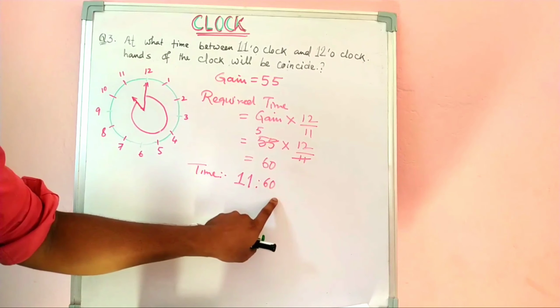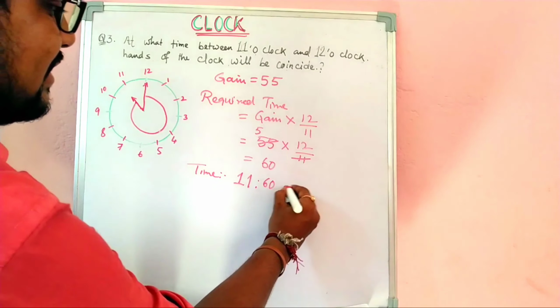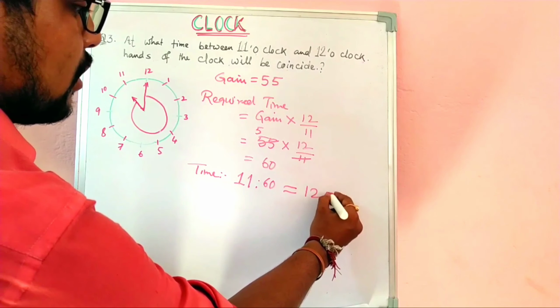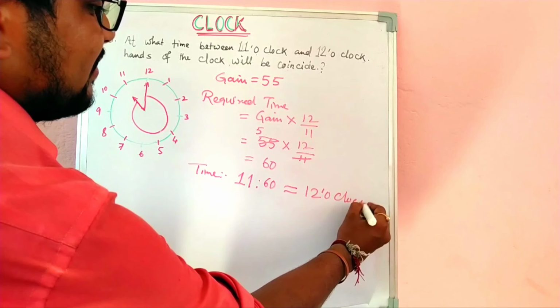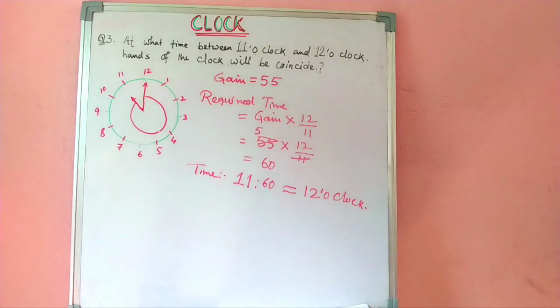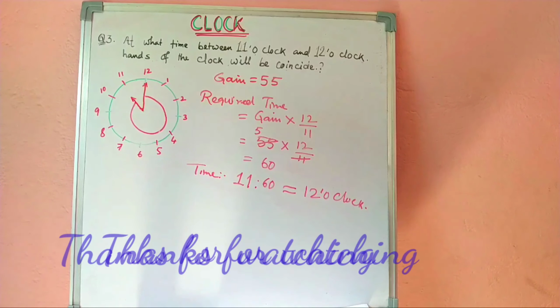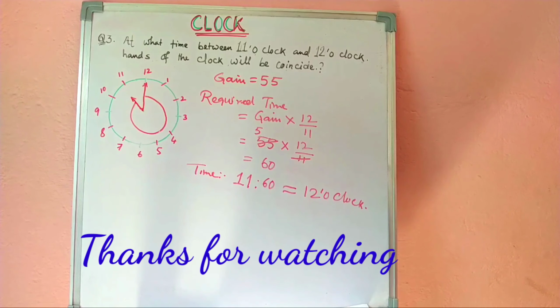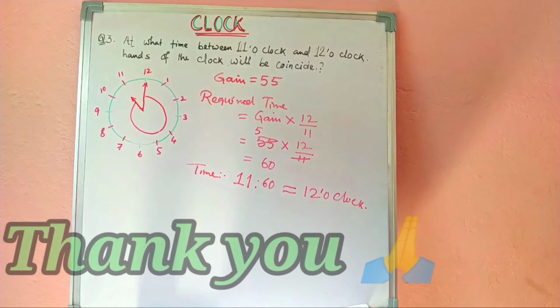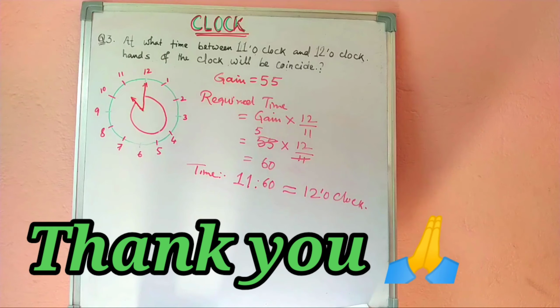So what does it mean? 11:60 is nothing but, can I say, 12 o'clock? 11:60 is nothing but 12 o'clock. So that means at exactly 12 o'clock they will coincide with each other. Okay, so this is how you have to solve. I have given 3 examples. So in the next video we will explain right angles and opposite to each other. Thank you. That's all for today.